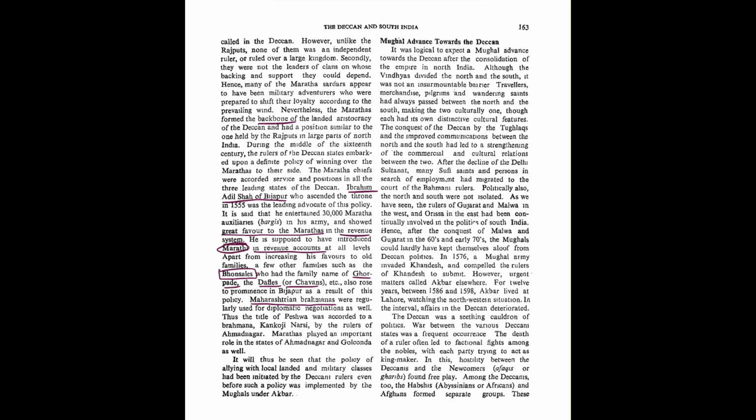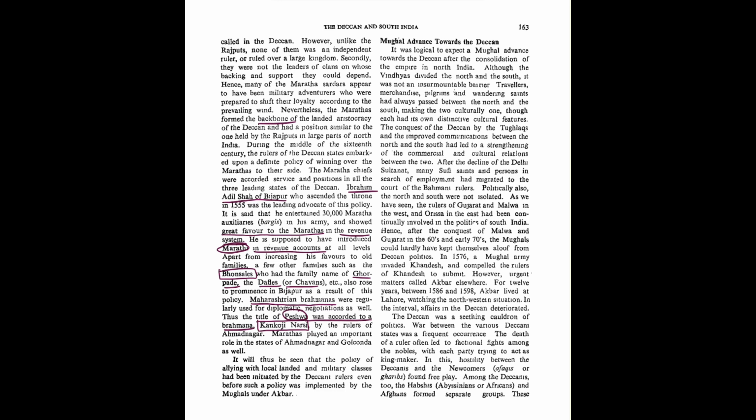Thus, the title of Peshwa was accorded to a Brahmin, Kankoji Narsi, by the rulers of Ahmednagar. Marathas played an important role in the states of Ahmednagar and Golconda as well. It will thus be seen that the policy of allying with local landed and military classes had been initiated by the Deccani rulers even before such a policy was implemented by the Mughals under Akbar.